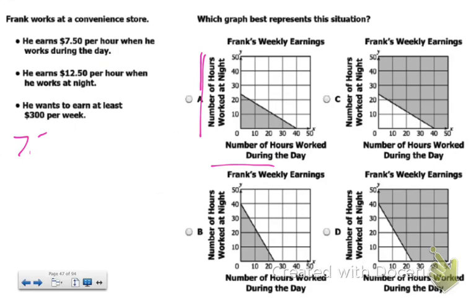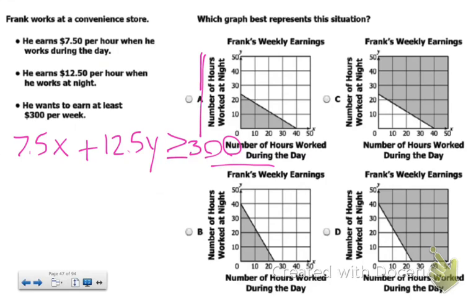So I have $7.50 times during the day plus $12.50 at night. Now, he wants to earn at least $300 per week. So his earnings are going to be greater than or equal to $300.